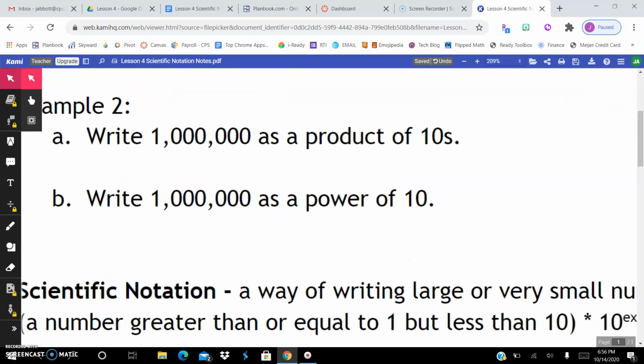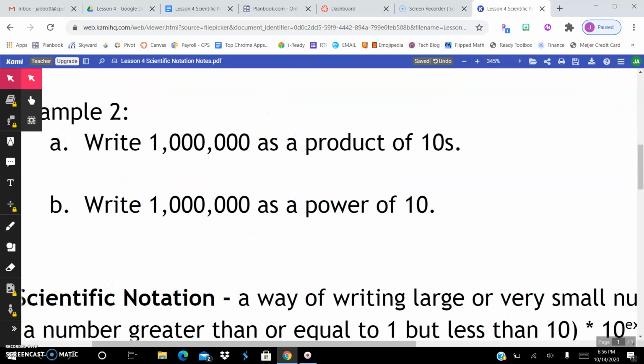Example 2, we're going to look at a million in both parts of this. The first one wants us to write it as a product of tens, and the second one wants us to write it as a power of tens. So a product of tens is simply multiplying a bunch of tens together. And for part B, the power of 10 is writing it with 10 to an exponent.